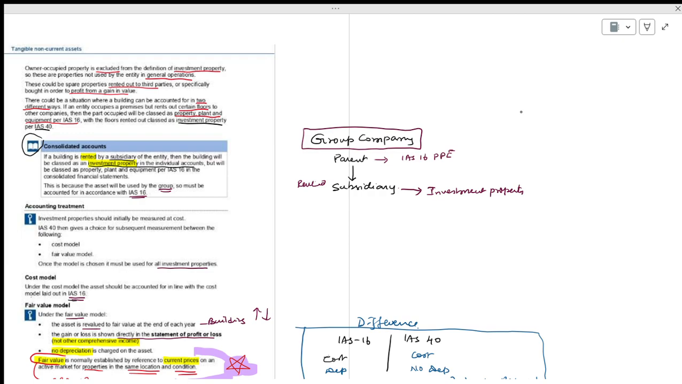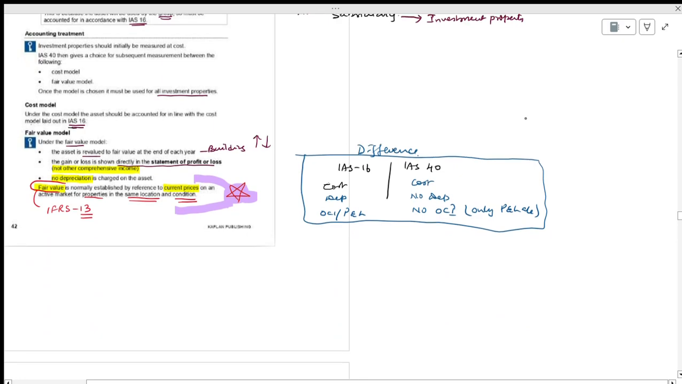In property, plant and equipment, we have the cost model and the revaluation model. Is there a fair value model in property, plant and equipment? What are the rules of the fair value model? We have to fair value at the end of the year. The gain or loss should be shown directly in the profit and loss account, and we should not charge any depreciation in terms of fair value.